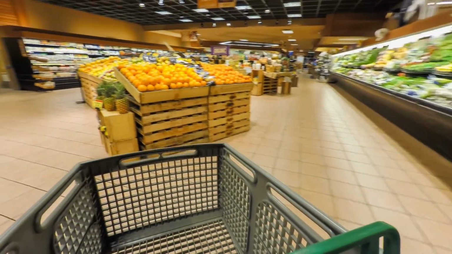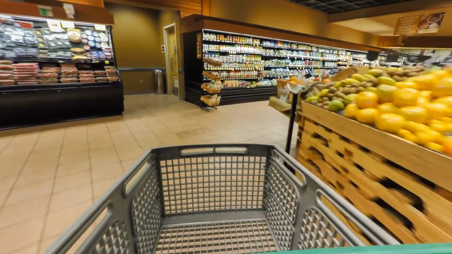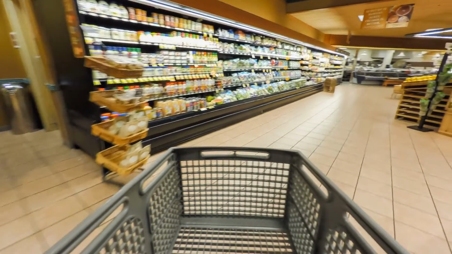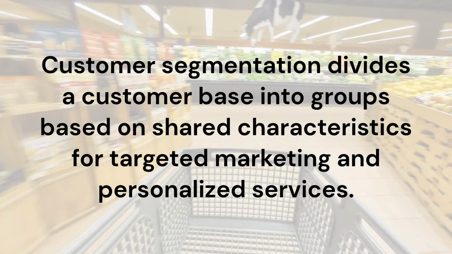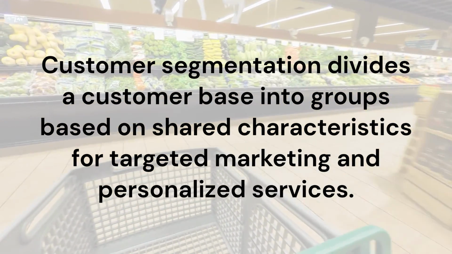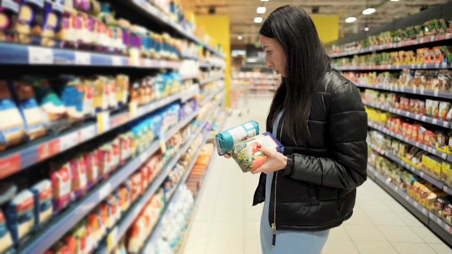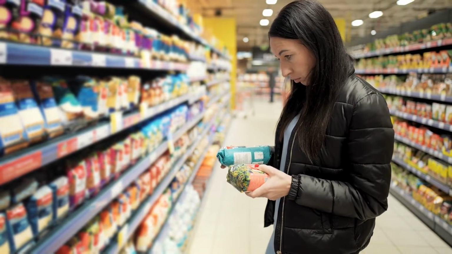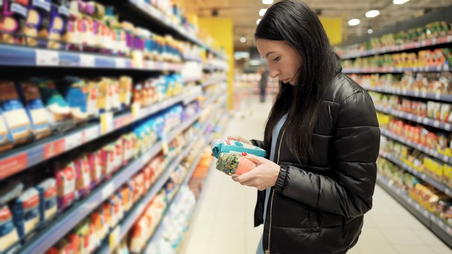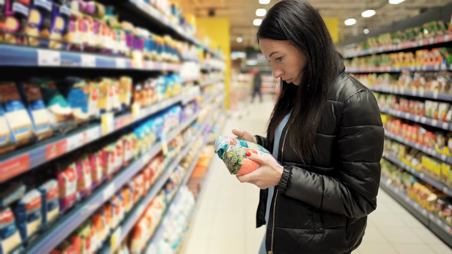Fresh and Savory Grocery is a local grocery store. It is doing okay in the marketplace, but it does not have a customer segmentation strategy. Customer segmentation divides a customer base into groups based on shared characteristics for targeted marketing and personalized services. Without this, Fresh and Savory Grocery could lead to ineffective marketing efforts as the company might not accurately align its strategy with different customer groups' needs, behaviors, and preferences. This could also result in a suboptimal return on investment for their marketing efforts.